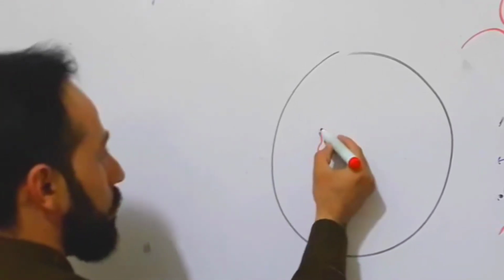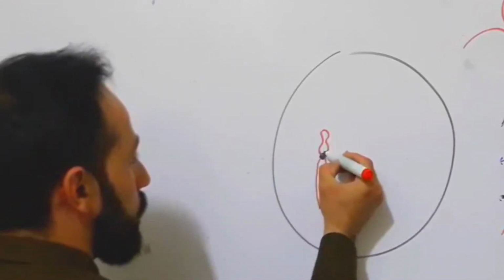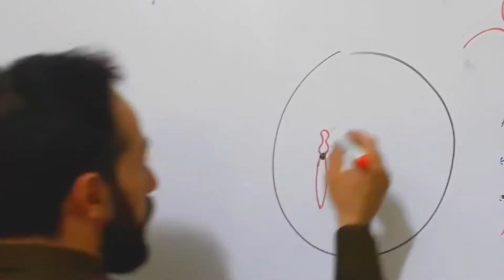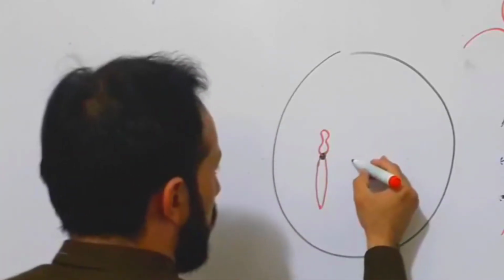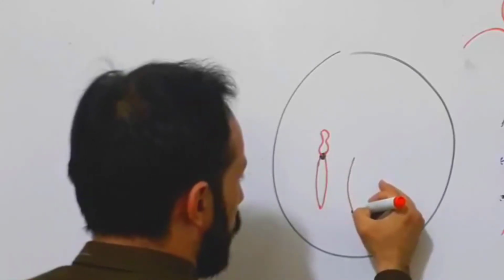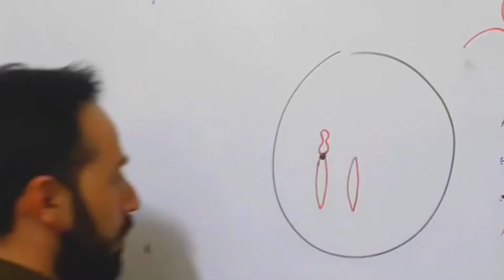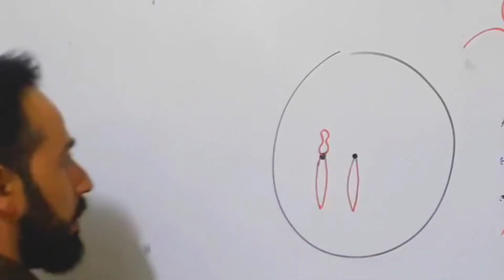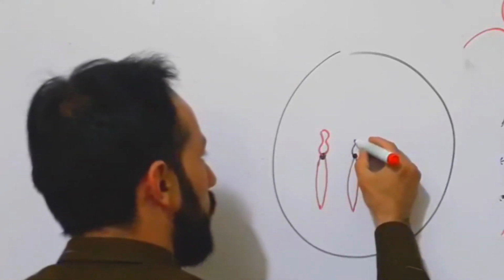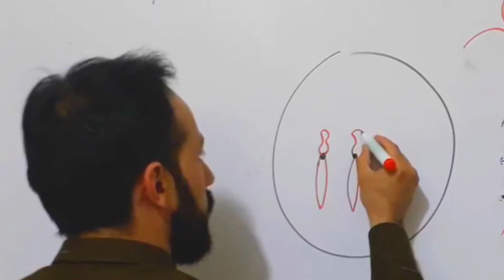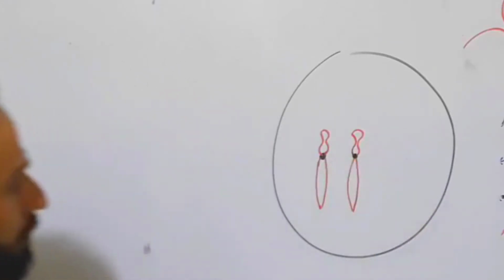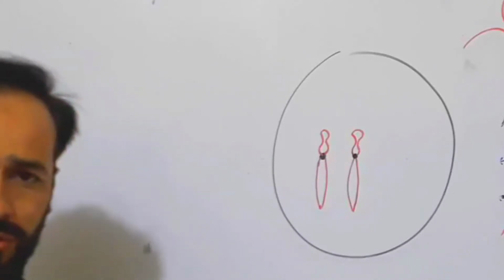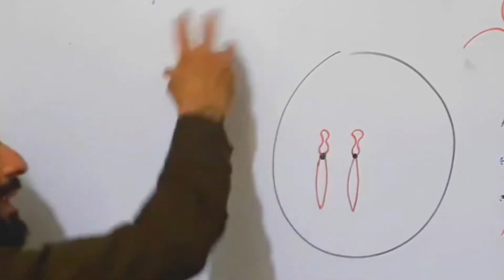Like this. Let me first clear your concept of how the nucleolus is formed. Here there will be another chromosome. This is its long arm, then this is the centromere, and then there is the short arm, like this. And then there will be other chromosomes also. There are about 5 chromosomes which make the nucleolus.